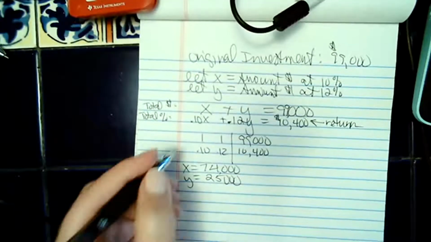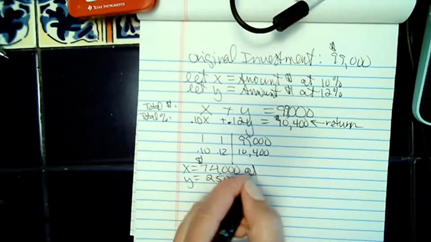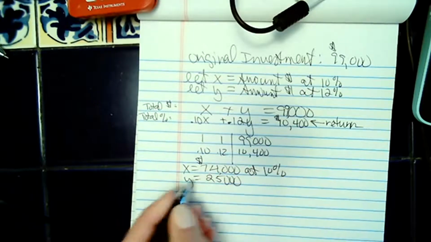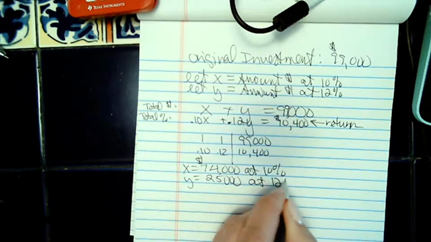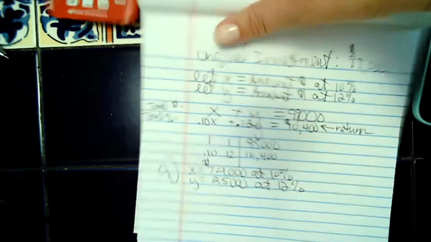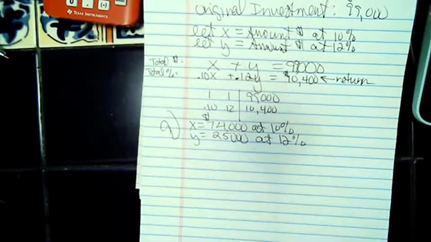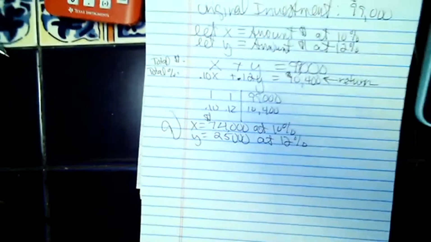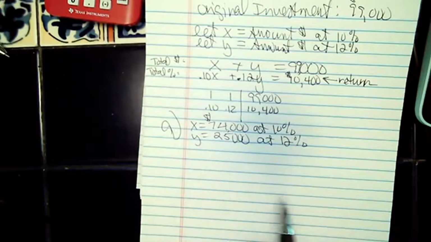Okay, what does this mean? So 74,000 is the amount at 10%, 25,000 is the amount at 12%. So this is part A, how you would answer part A. Part B on that problem asks a more open-ended question, like why on earth wouldn't everybody just pile into that 12%, the higher yield one? And could be lots of reasons, especially looking at how these numbers come out.